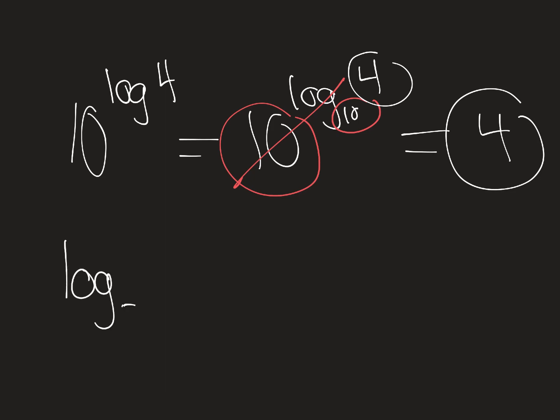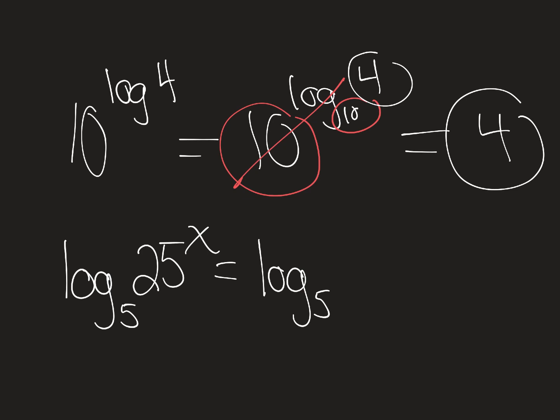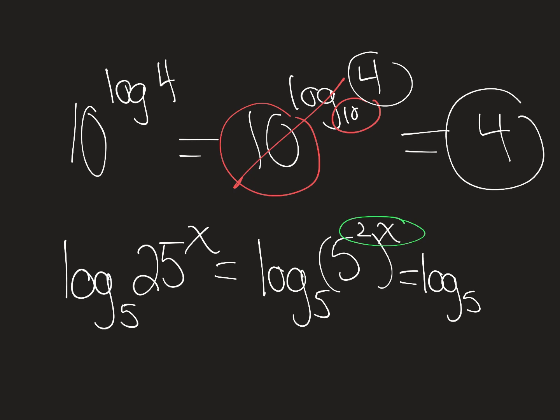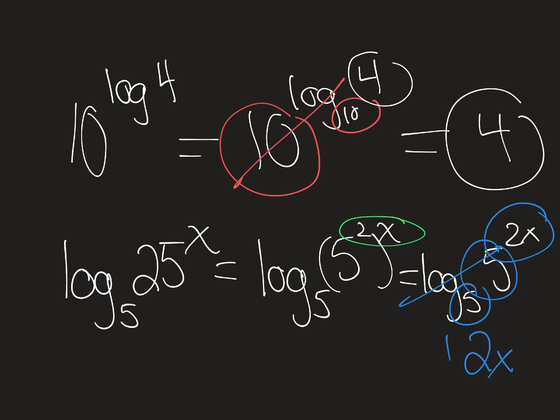Next, log base 5 of 25 to the x. Well, let's rewrite this. Log base 5, and I'm going to rewrite 25 with a base 5, so they match. And right here, when you have a power raised to a power, you multiply. So this equals log base 5 of 5 to the 2x. Because my bases are the same, these will undo each other, leaving me with just my 2x as my answer.